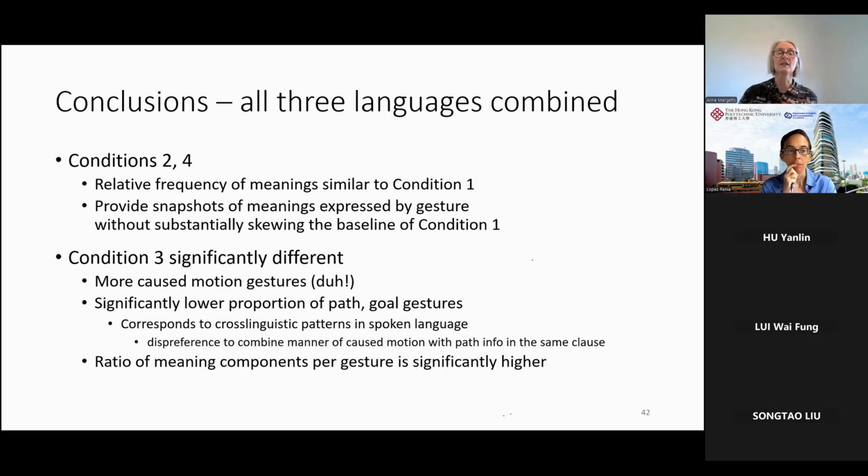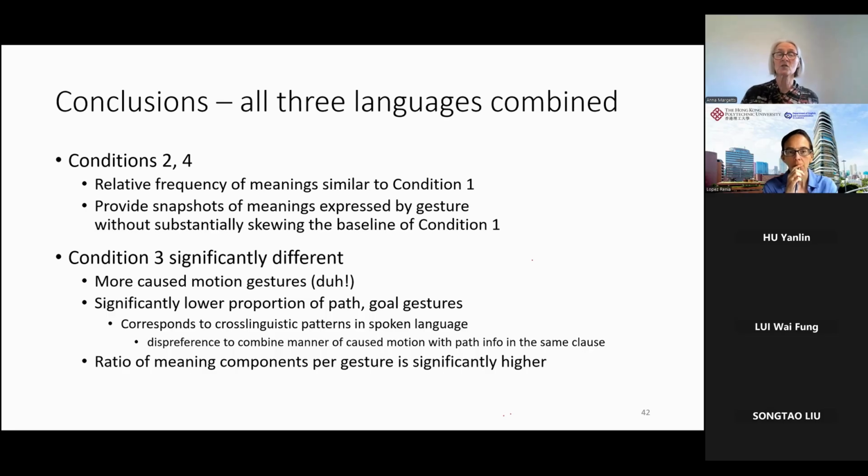But condition 3 is significantly different. We find there are more caused motion gestures. Duh, obviously, that's how they're defined, right? So it's semantically defined. But the flow-on effect is that caused motion as a meaning tends to be combined with other meaning components. And we find in this condition a much lower proportion of path or goal gestures. So we don't find caused motion commonly combined with path and goal.